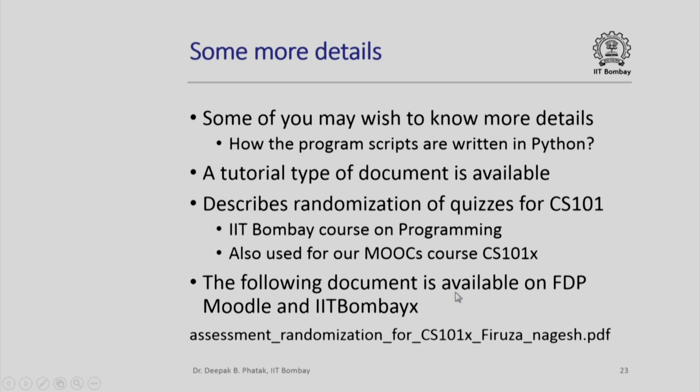The document is available on the FDP site, both on Moodle and on IIT Bombay X. This is the name of the document. Those of you who are interested, I urge you to read this document and try to understand in more detail the nitty-gritties of how to write programs at the back end for such randomization.